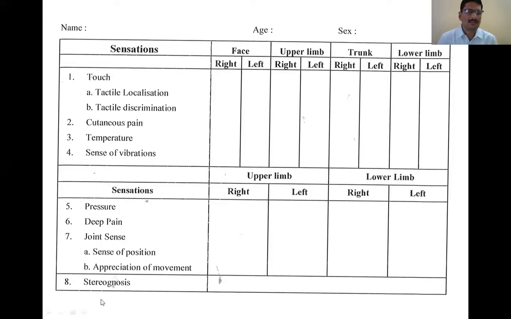The last is the stereognosis, that is the ability to identify a known object with closed eyes by feeling its size, shape, and texture. So that also you can give some known object, and if he perceives that, of course here you don't write right or left, so it's a single thing. Whenever they do this particular thing and you write, if they fail to identify, then it's called astereognosis. This is the pro forma.